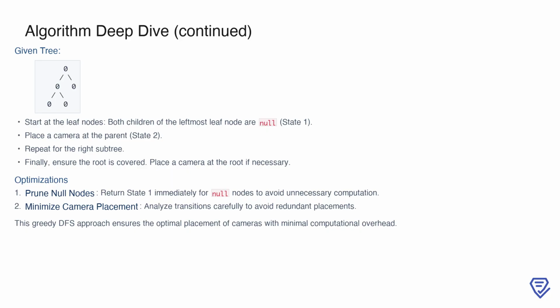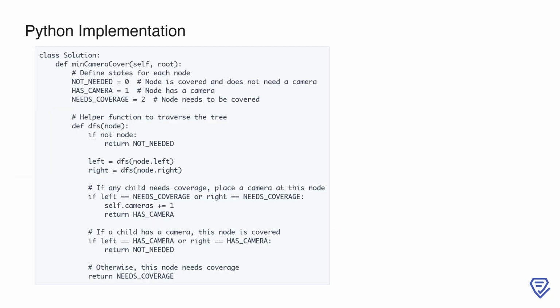low computational overhead. Here, we define a class called Solution and implement the function minCameraCover, which calculates the minimum number of cameras needed to monitor all nodes in a binary tree. We start by defining 3 states to represent the condition of each node. not_needed signifies that a node is already covered and does not require a camera. has_camera indicates that a camera is placed at the node, while needs_coverage means the node needs to be covered by a camera. Next, we define a helper function called DFS, which performs a depth-first traversal of the tree.